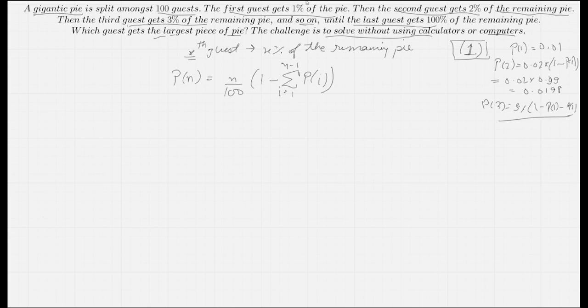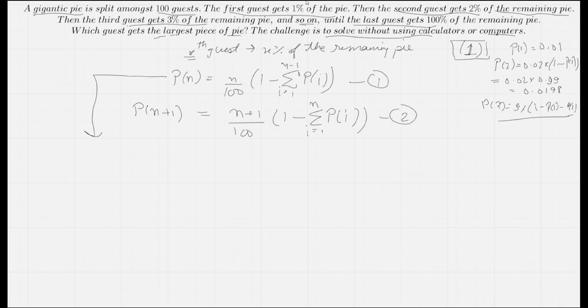So we can similarly form this equation. So what is P of n plus 1? It is equal to (n plus 1) by 100 into 1 minus sigma of i equals 1 to n of Pi, right? Now we can rewrite this equation. Let's take it as 1 and 2.